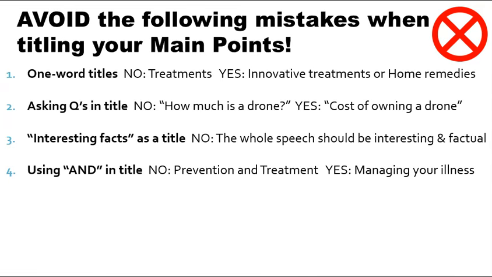Don't use "and" in your title. Don't say, "I'm going to tell you about the prevention and treatment of acne." Describe it in a better way without using the word "and" to sound like you're talking about two main points. You might say something along the lines of, "I'm going to tell you how you're going to manage your acne," or "I'll tell you about ways to manage your acne," which might involve both prevention and treatment.